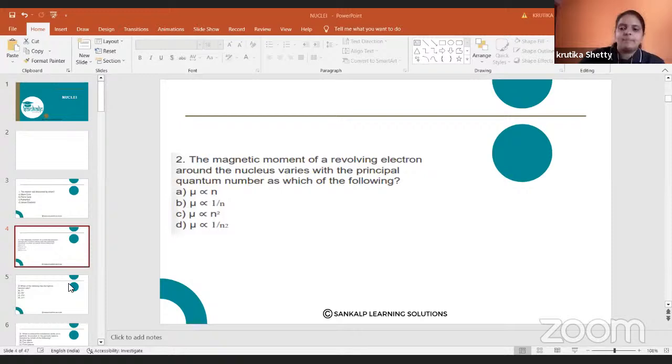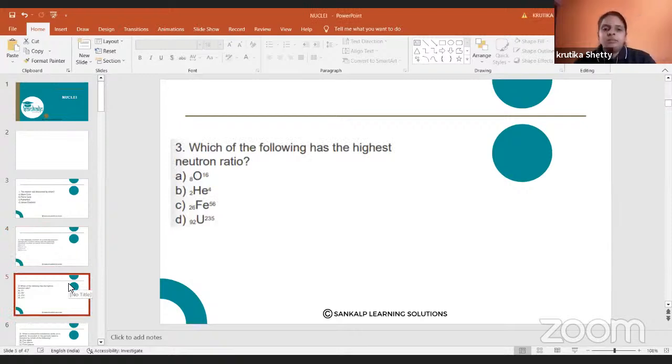Next question. Which of the following has the highest neutron ratio? Oxygen 16:8, helium 4:2, then iron, then we have uranium. Which has the highest neutron ratio? How will we do it? Neutron number here means the mass number minus the atomic number. Yes, correct, it is option D.